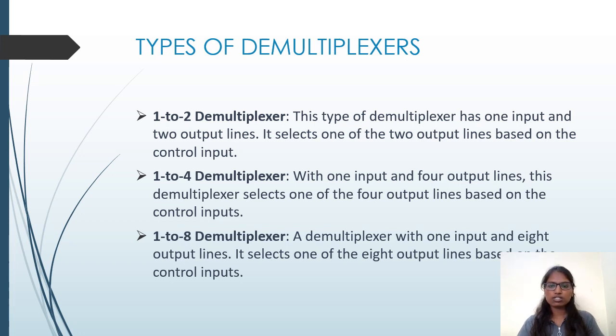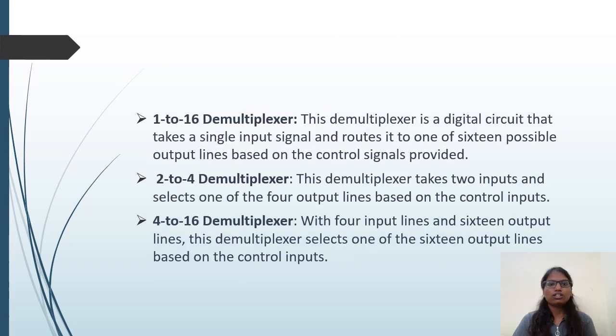A demultiplexer with one input and 8 output lines. It selects one of the 8 output lines based on the control inputs. 1:16 demultiplexer. This demultiplexer is a digital circuit that takes a single input signal and routes it to one of the 16 possible output lines based on the control signal provided.